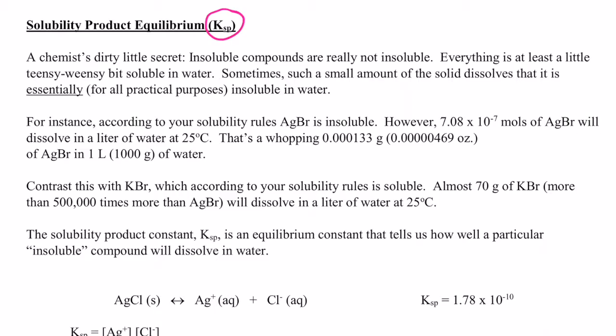This will be the last lecture on our Equilibrium chapter, and we're going to talk about something called solubility product equilibrium, or Ksp. And as I do that, I want to tell you a little bit of a secret, something I've been holding back on you since we've learned our solubility rules. It turns out that insoluble compounds are really not completely insoluble. Everything is at least a little bit soluble in water. Sometimes such a small amount of solid will dissolve in water that, for all practical purposes, we say it is insoluble in water.